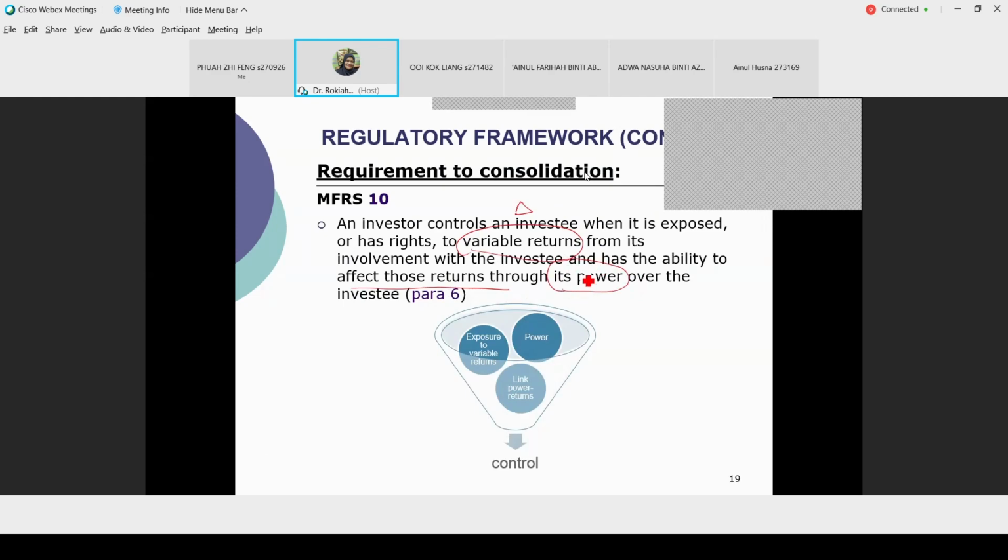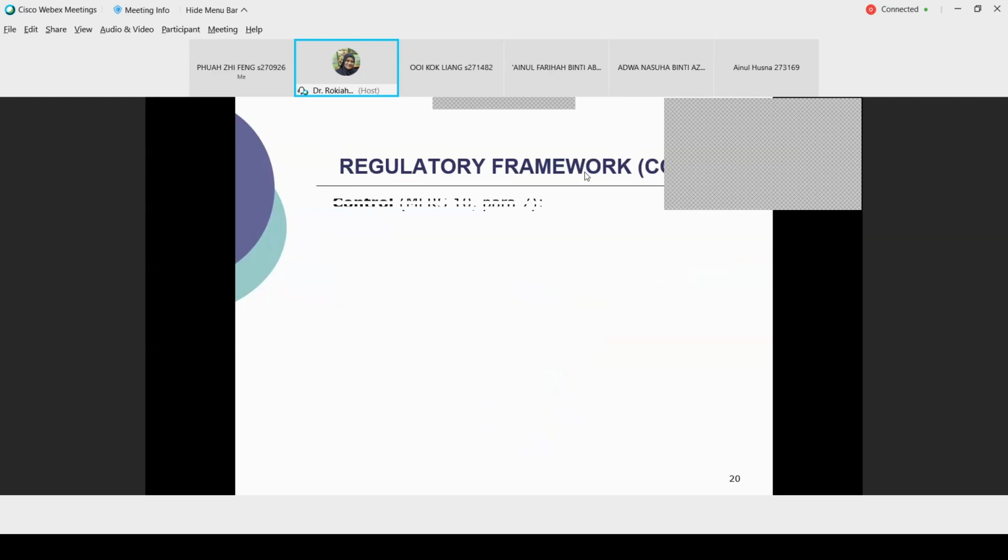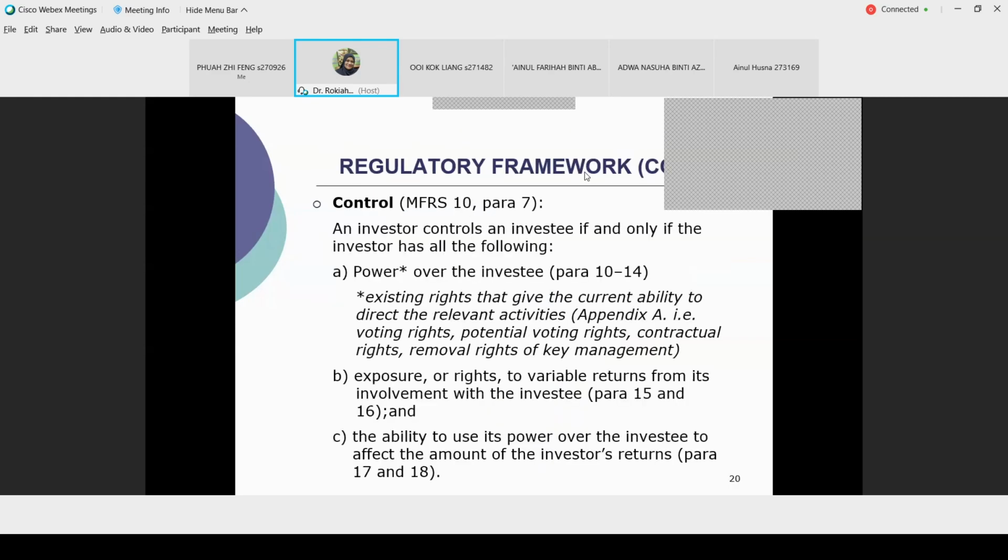So what it says is that the investor has control when they have power over variable returns and also the ability to affect the returns. What do we mean by control here? The investor can control the investee if and only if you have all the following criteria. The first one, you have the power or the right that gives the current ability to direct the relevant activities of the investee. For example, voting rights, potential voting rights, contractual rights, removing rights of key management.